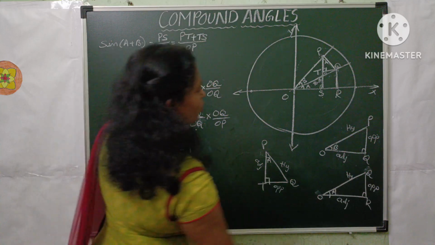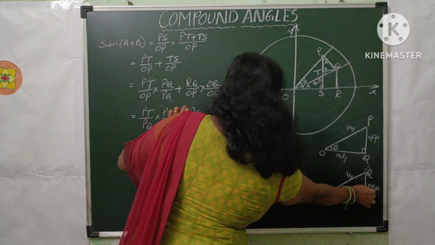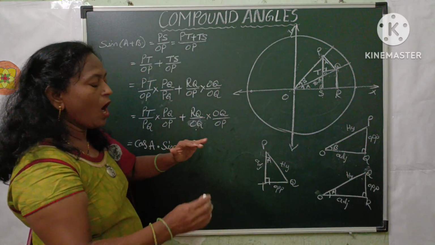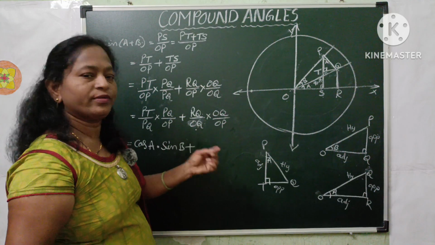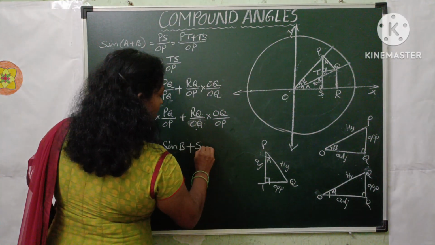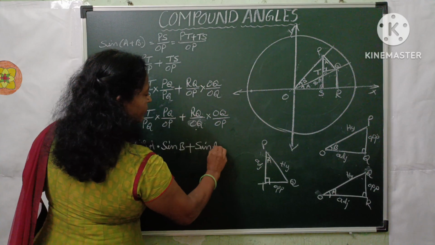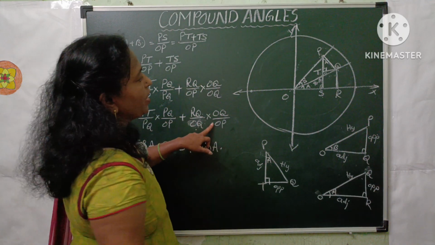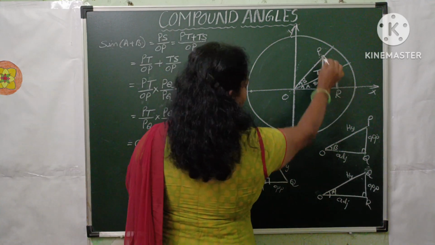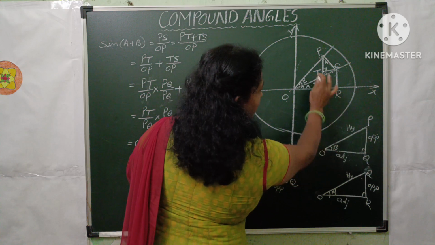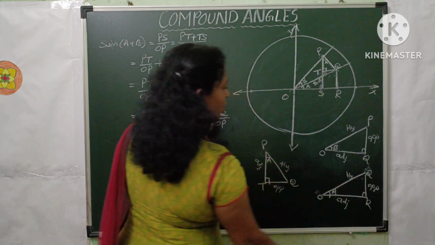Now, RQ by OQ. RQ by OQ means this is RQ, the opposite side. OQ is hypotenuse. Opposite by hypotenuse is the ratio of sine. So, sine. Here what is that? A into OQ by OP. Again, OQ by OP. Coming to this triangle, we have to split this triangle now.